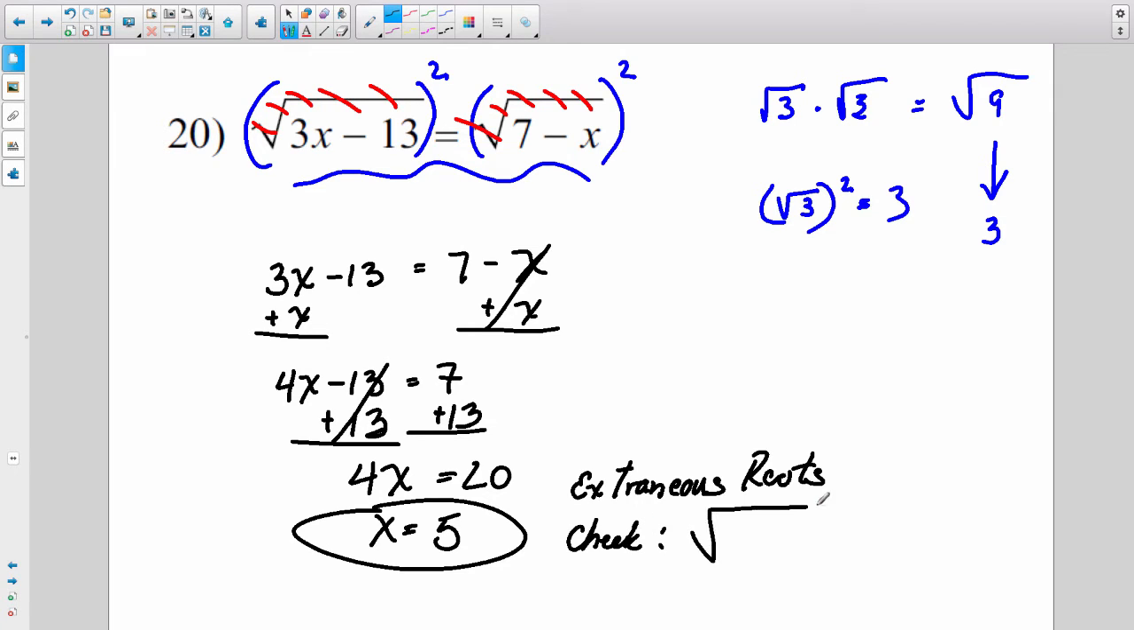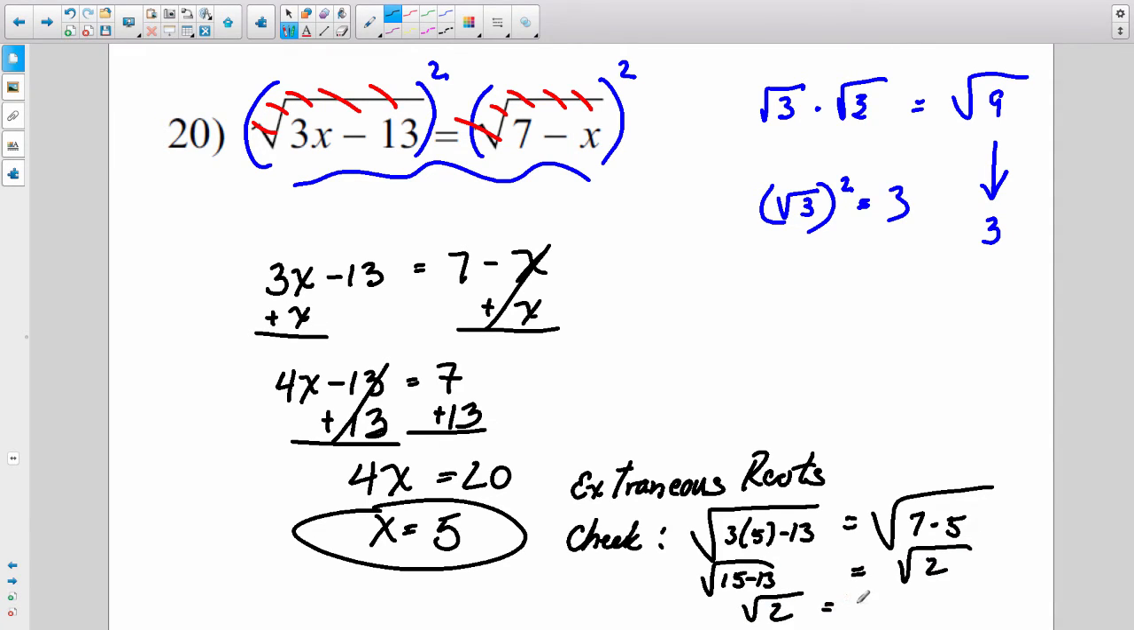Is the square root of 3 times 5 minus 13 equal to the square root of 7 minus 5? So I look over here, it's the square root of 15 minus 13. Is that equal to the square root of 2? Well, without even figuring out what the square root of 2 is, I can see that that would definitely be equal, because the square root of 2 is certainly equal to the square root of 2.